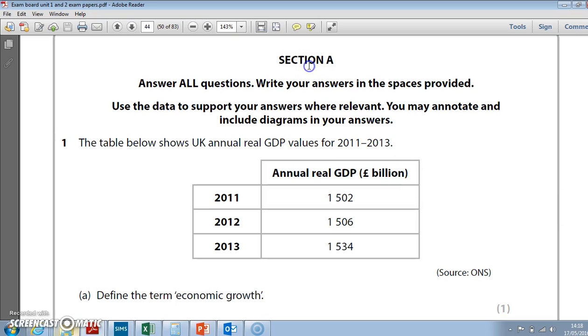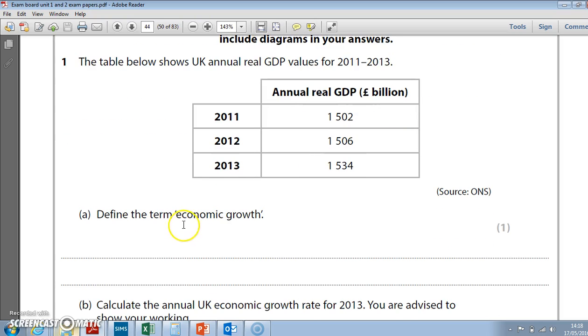If we start with section A, you're going to get a mixture of multiple choice and small written questions, just like in the Theme 1 exam. The first question here shows us a table about real GDP, so that means GDP with inflation having been taken into account. And the question is asking us, what is economic growth? For 1 mark, you would say economic growth is an increase in GDP within the economy, or an increase in the amount of goods and services produced within the economy within a year. Either of those two would get you the mark.